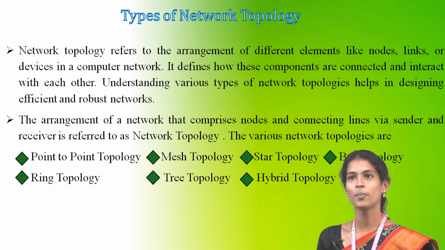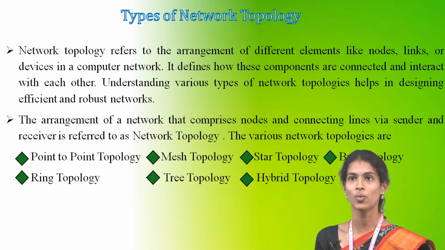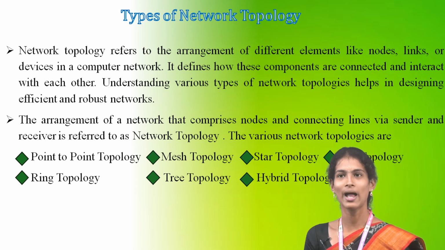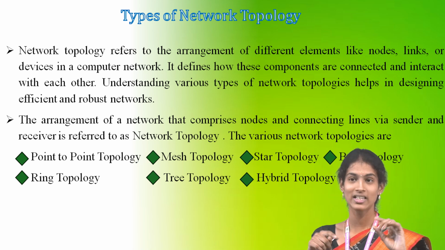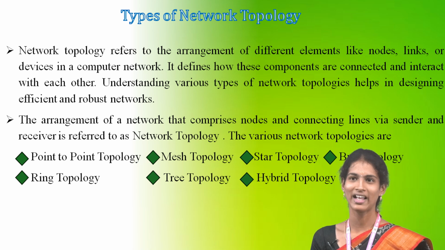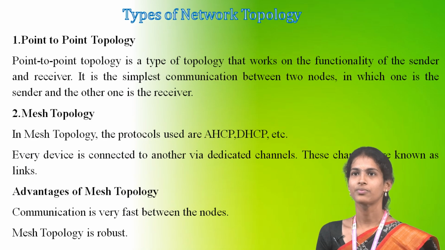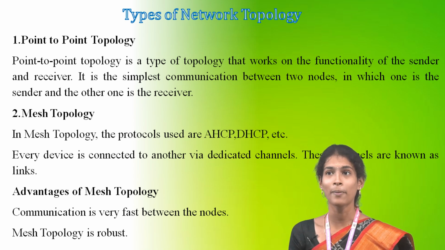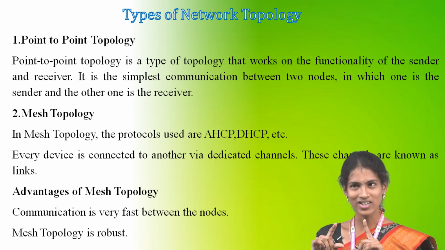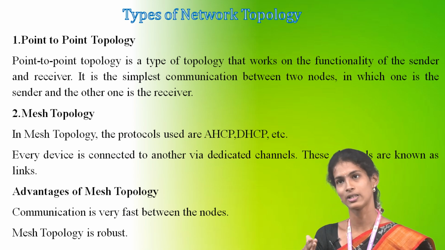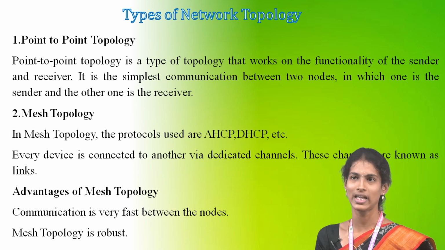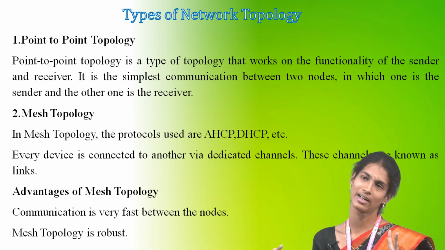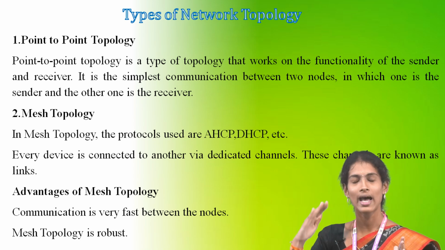The various network topologies. The first, point-to-point topology. The next, mesh topology. The third, star topology. The fourth, bus topology. And five, ring topology. The next, tree topology. The final, hybrid topology. The first, point-to-point topology. Point-to-point topology is a type of topology that works on the functionalities of the sender and receiver. It is the simplest communication between two nodes. One is the sender and the other one is the receiver. Point-to-point provides a high bandwidth.